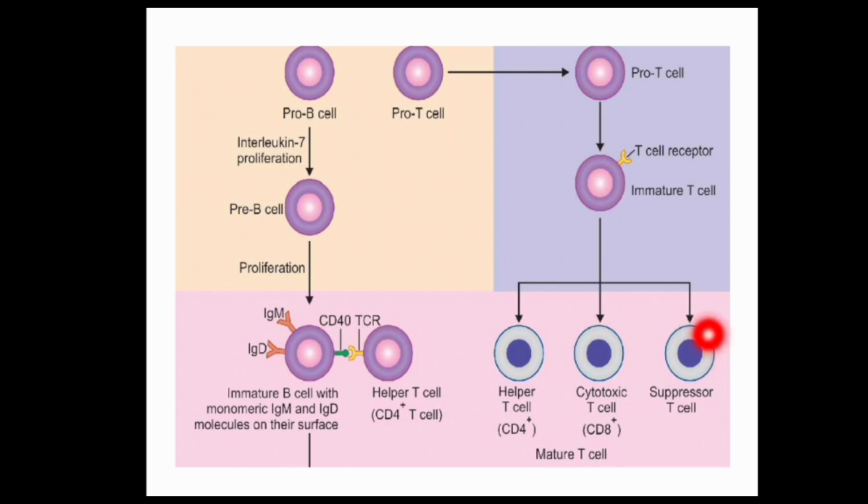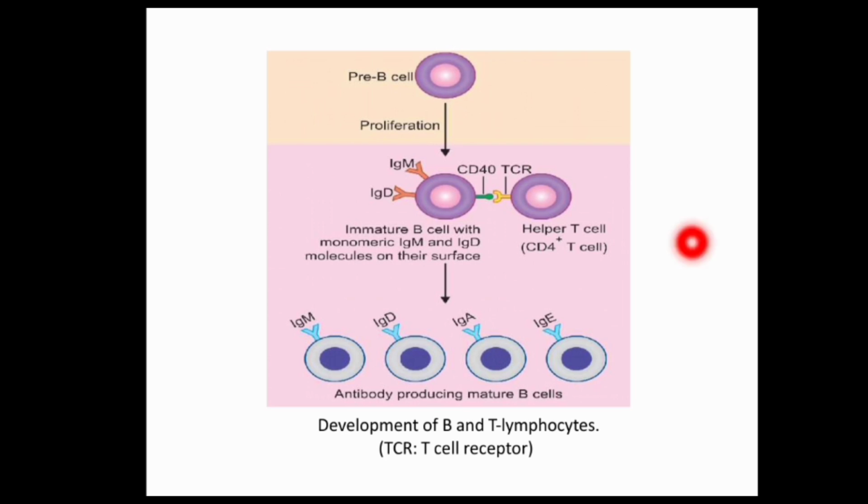In the bone marrow, the pro-B cell further differentiates and proliferates with interleukin 7, and forms the pre-B cell. With further proliferation, it forms the immature B cell with monomeric IgM and IgD molecules on the surface, with the help of helper T cells. See, you can clearly see here. With further maturation, it forms IgM, IgD, IgE, IgA antibody producing mature B cells.